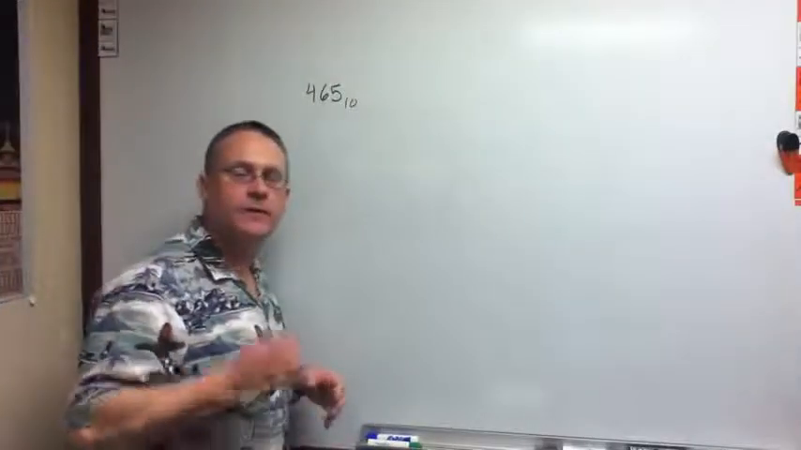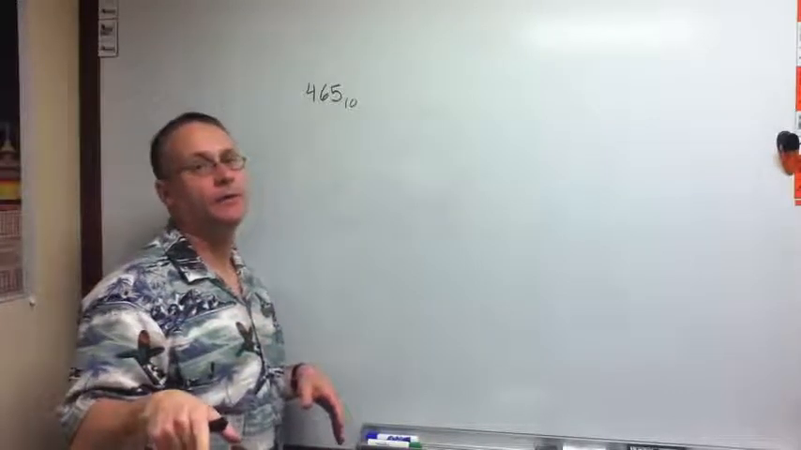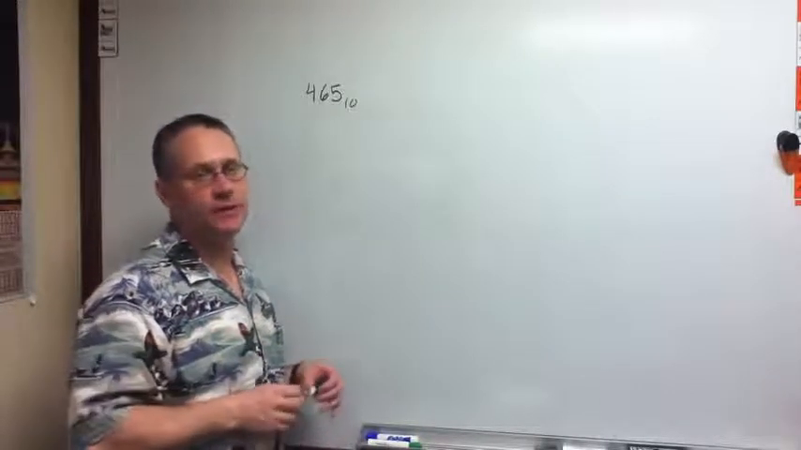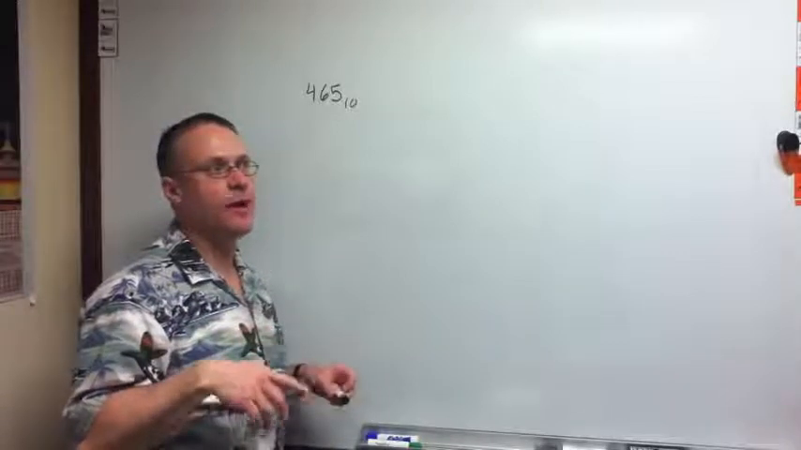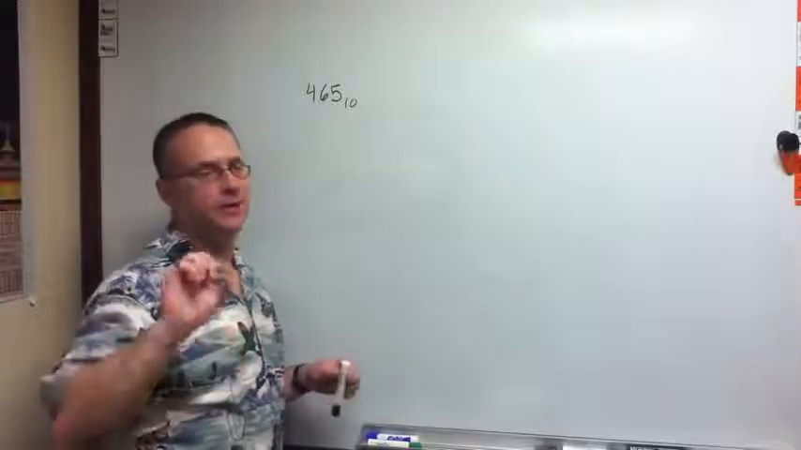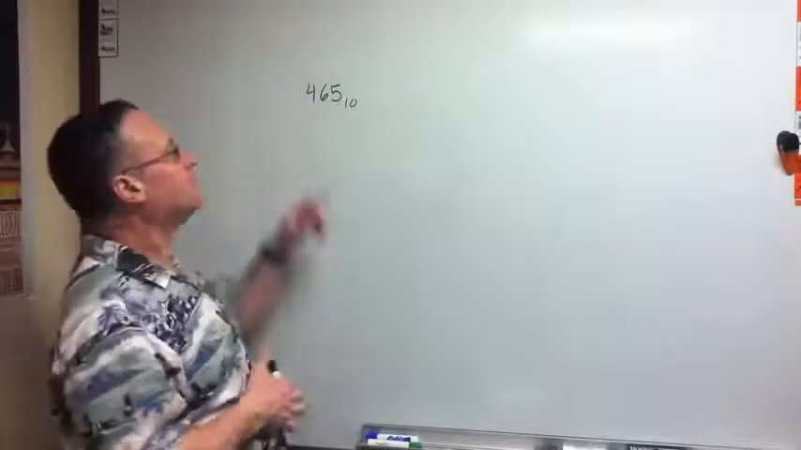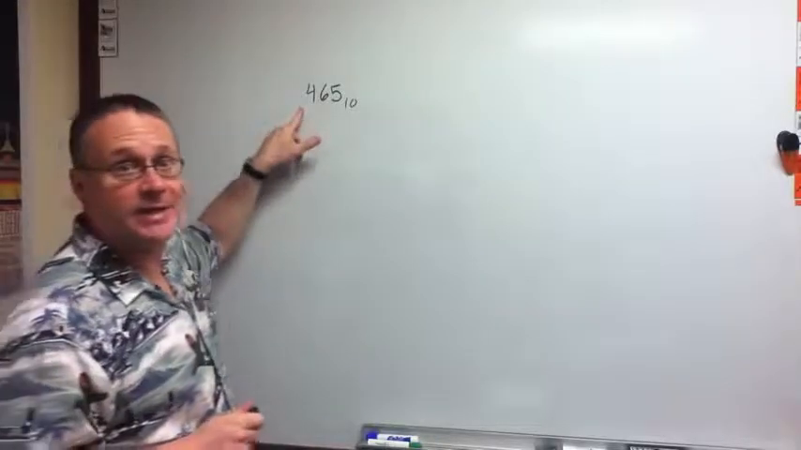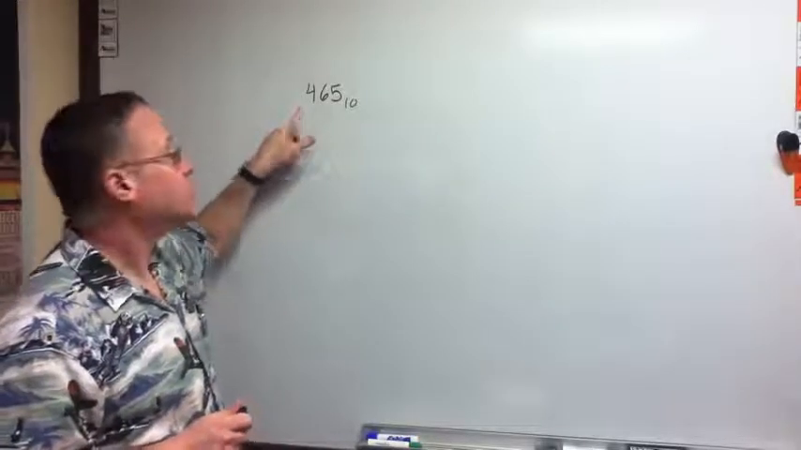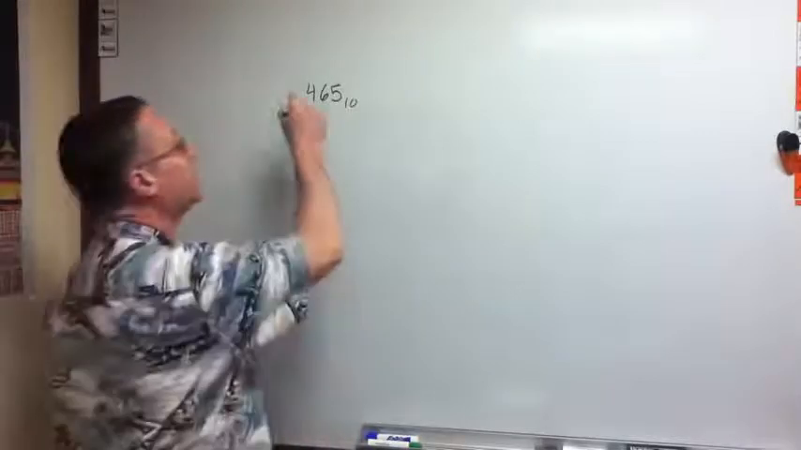All right, now what if I want to go the other way? What if I want to convert from decimal to binary? This one's a little bit more difficult because instead of knowing powers of 2, I need to know how to divide by 2 and then determine whether there's a remainder or not. So 465 base 10, our decimal number, we're going to convert that into binary. So what we need to do is divide that by 2.